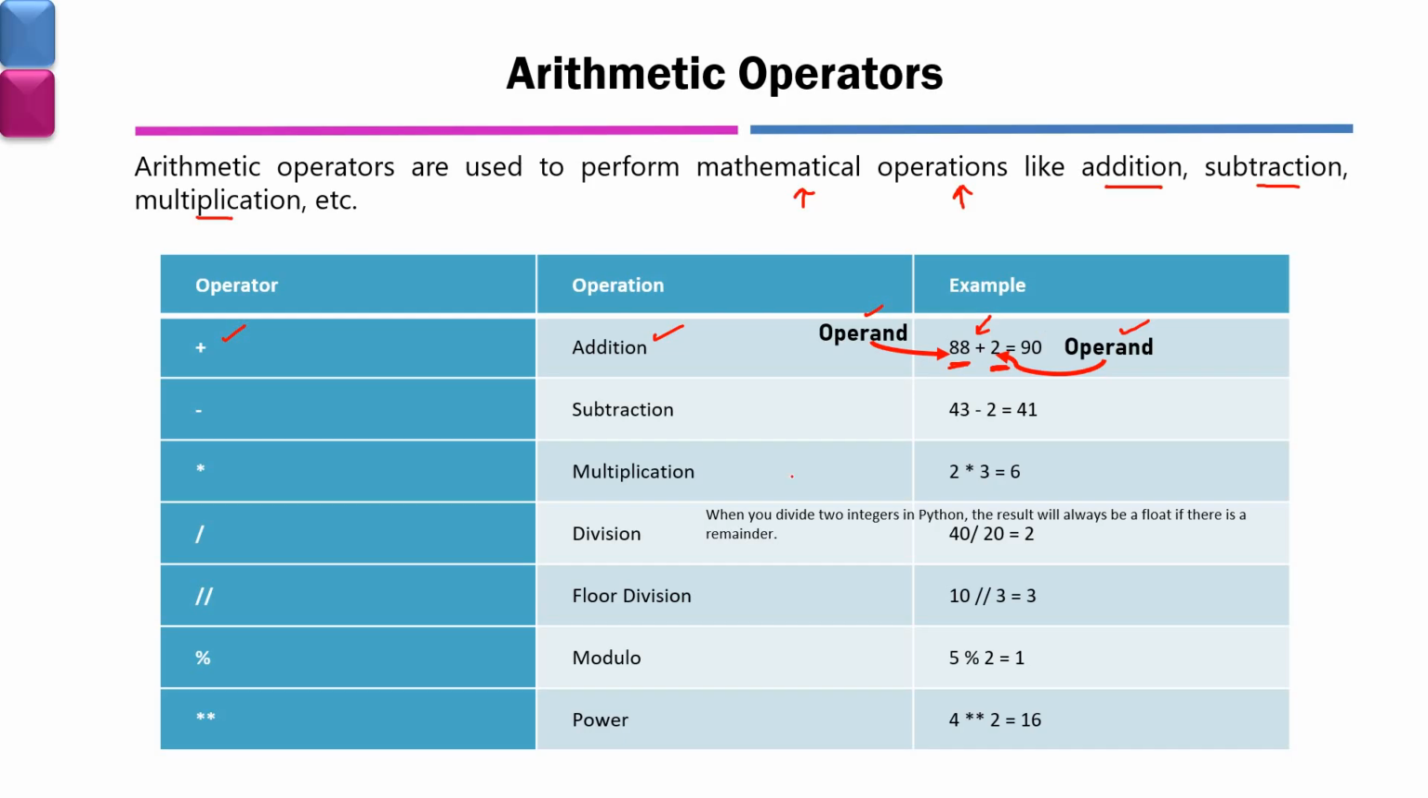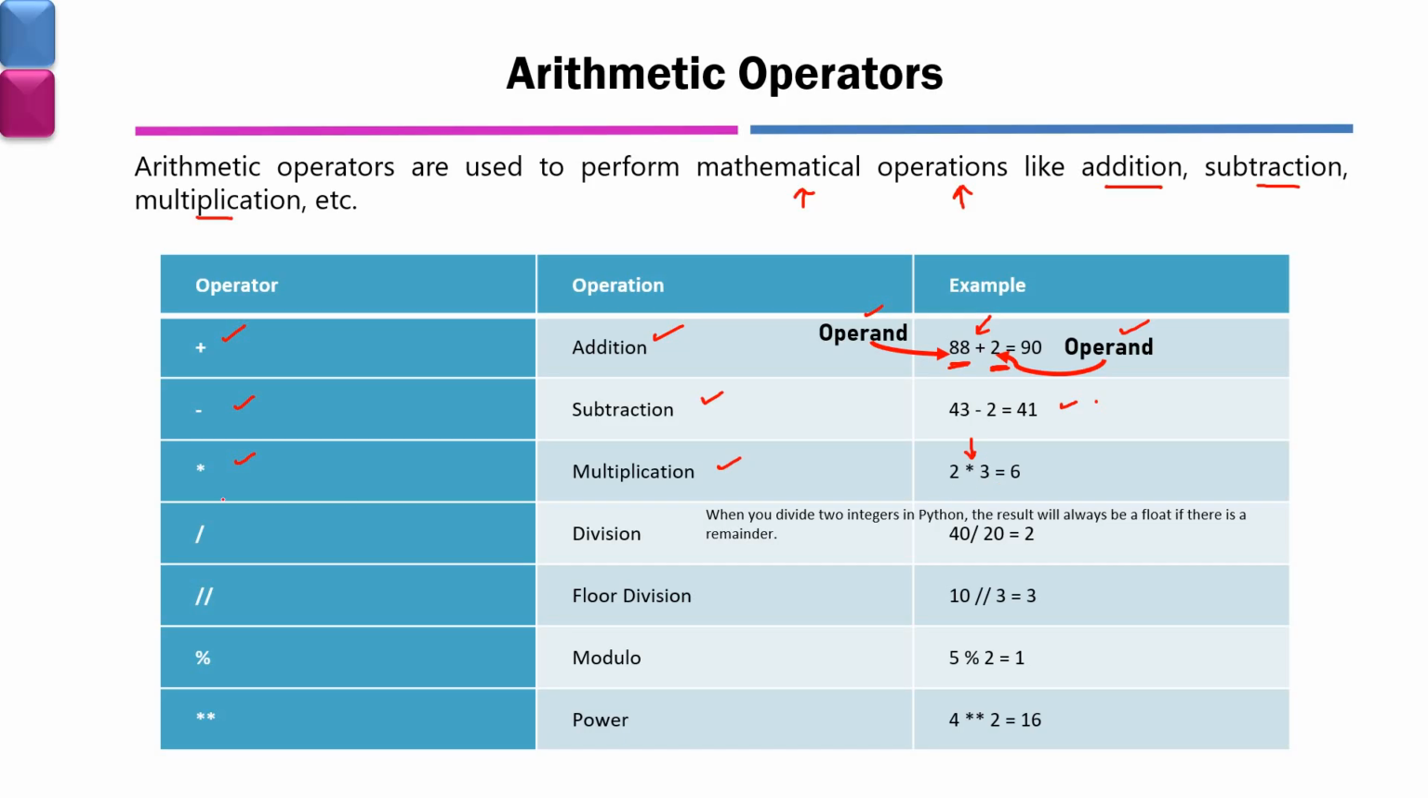Similarly, the subtraction operator. Subtraction is 43 minus 2 equal to 41. So 43 and 2 are operands, and minus is the subtraction operator. Similarly, what is multiplication? 2 into 3 equal to 6. 2 and 3 are operands.